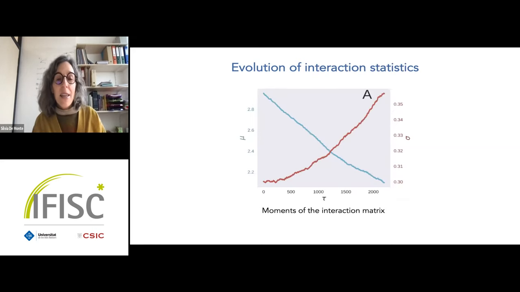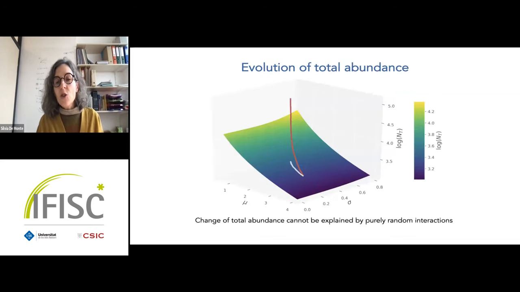If we look at the statistics of the interaction matrix across these collective generations, we find, as expected, that the average interaction strength decreases. Therefore, the interactions become more mutualistic and the variance increases. So we could think that we could see this as a gradient climbing process on the surface of total abundance as defined previously for the random matrices. But this is not true.